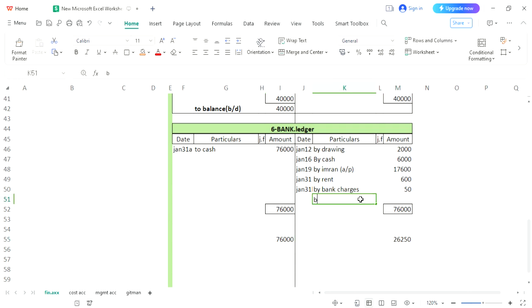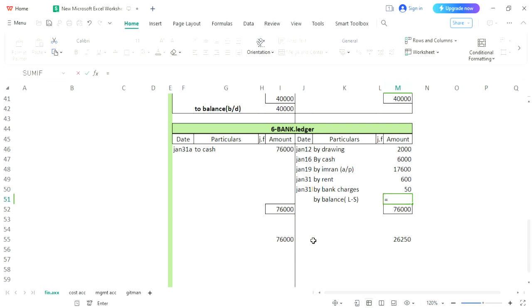There you will write your balance, but which balance? Initial balance. How would you calculate this initial balance? By subtracting the small sum from the larger sum. On the calculator, what will you write? Larger total minus small total. Here you have seen the larger total was 76,000, and then subtract the smaller total. Smaller total was 26,250. This way you have calculated your initial balance.